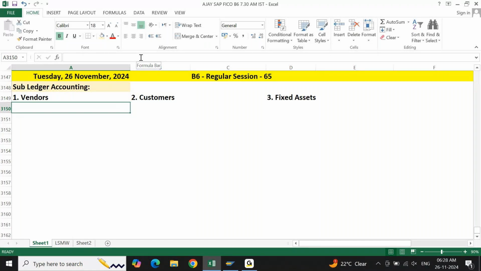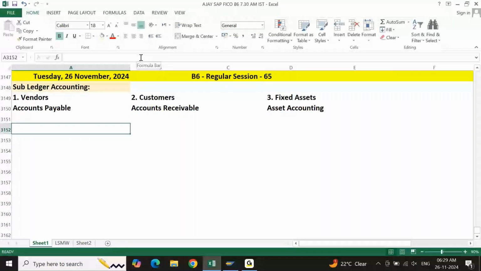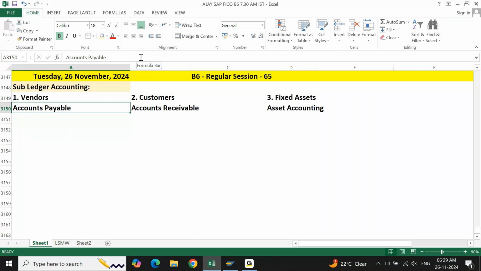When you're talking about vendor, we are representing accounts payable here. When we're talking about customer, we're talking about accounts receivable here. When it comes to fixed asset, this is called as asset accounting here. Now, in vendor or in accounts payable, anything related to vendor is part of your accounts payable, is part of subledger.